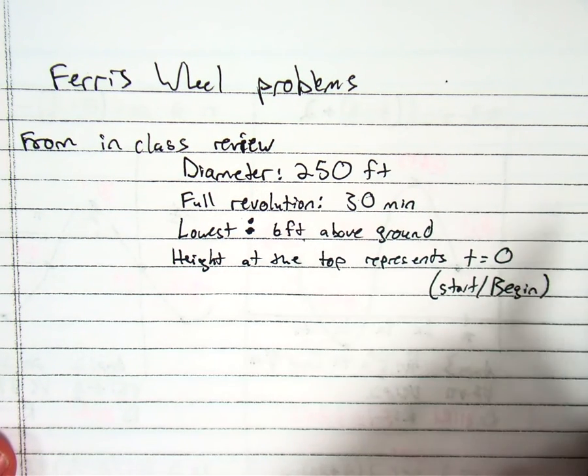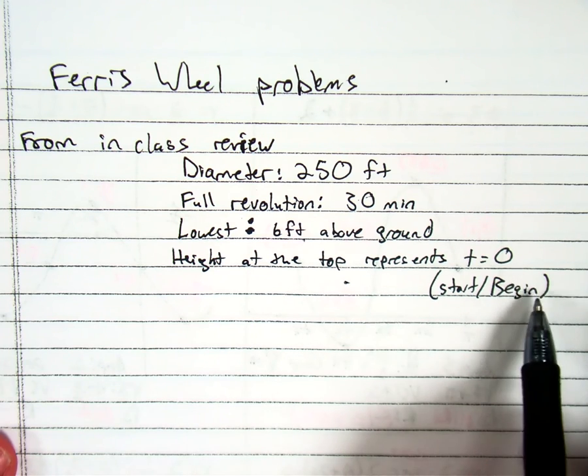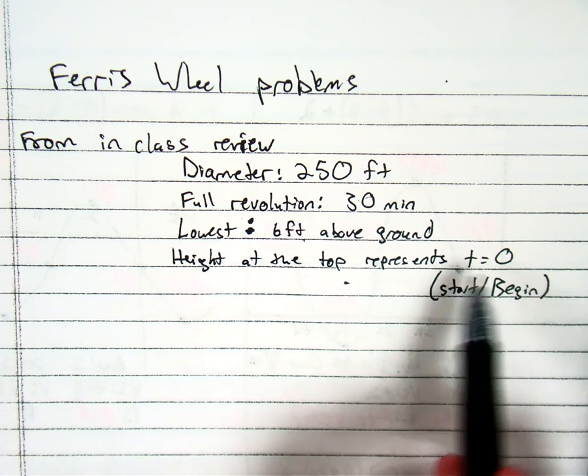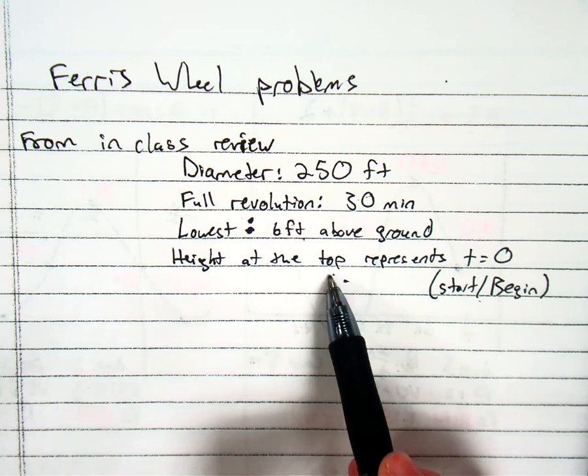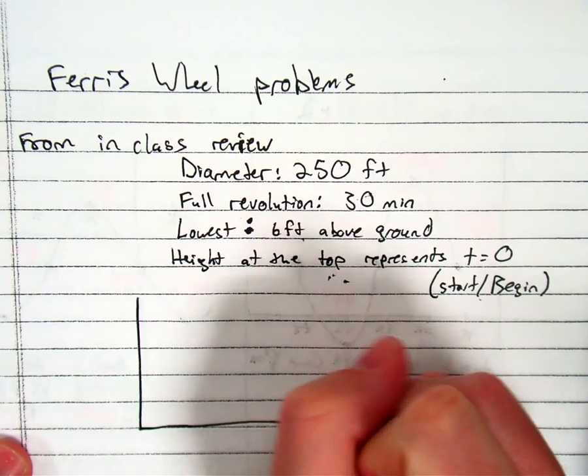The lowest we get is 6 feet above the ground. The height at the top of the Ferris wheel represents time 0, the start or the beginning. So they're telling you at the top. We're starting at the top. That's telling me cosine. So just a quick little sketch.